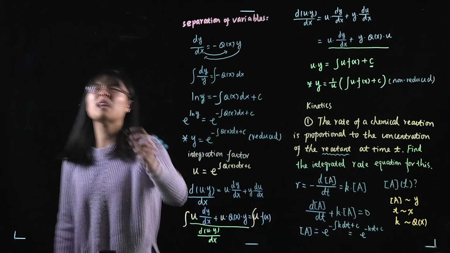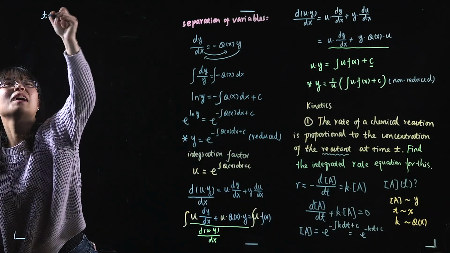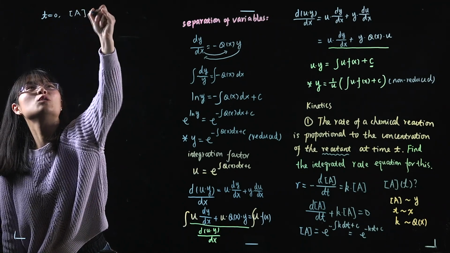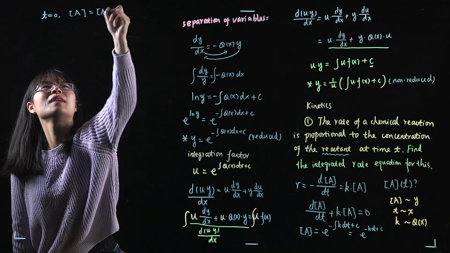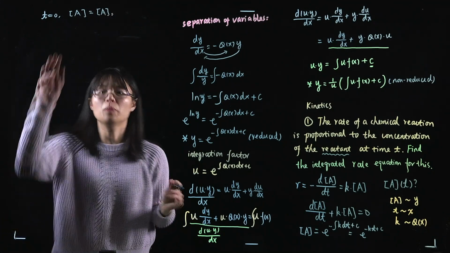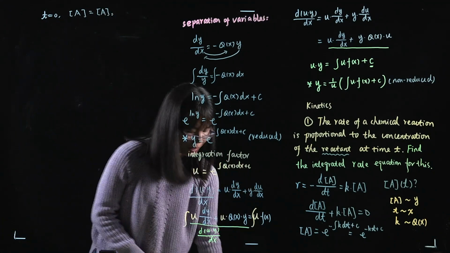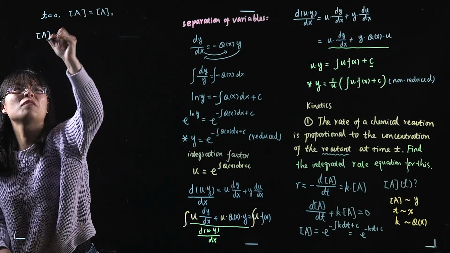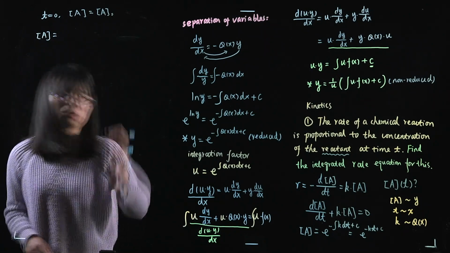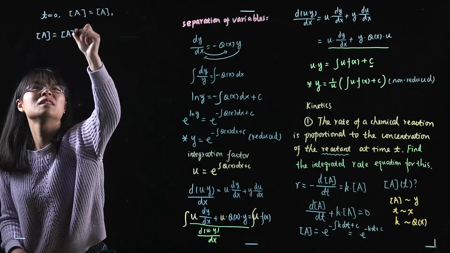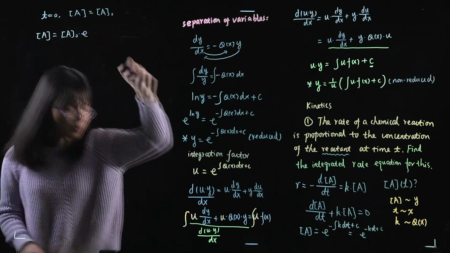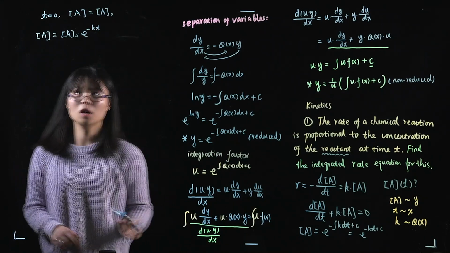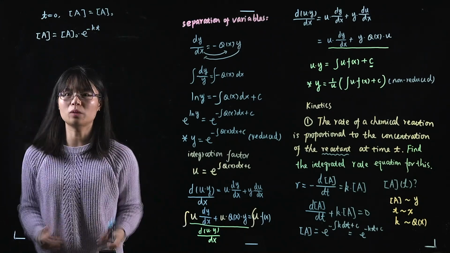One more condition that we know is at time 0, the concentration of A is the initial concentration. Usually we use A naught to represent it. If you plug this value into the equation, the final result we get for the concentration of A is equal to A naught times exponential negative kt. Okay, so you can compare what I worked out with your solution.